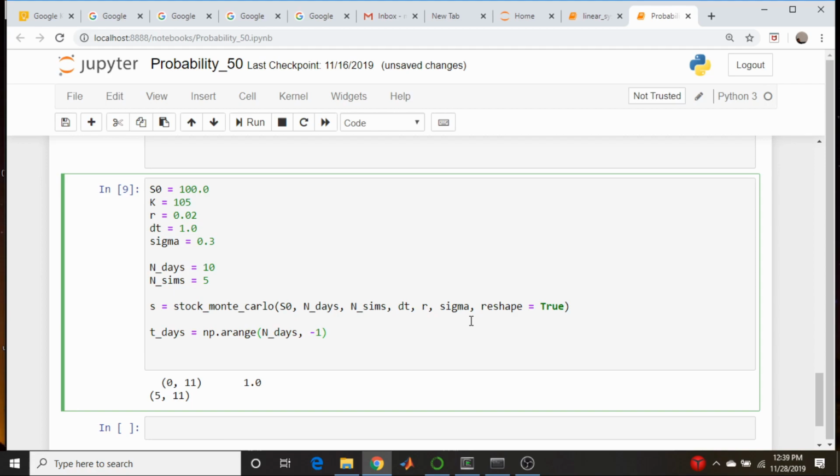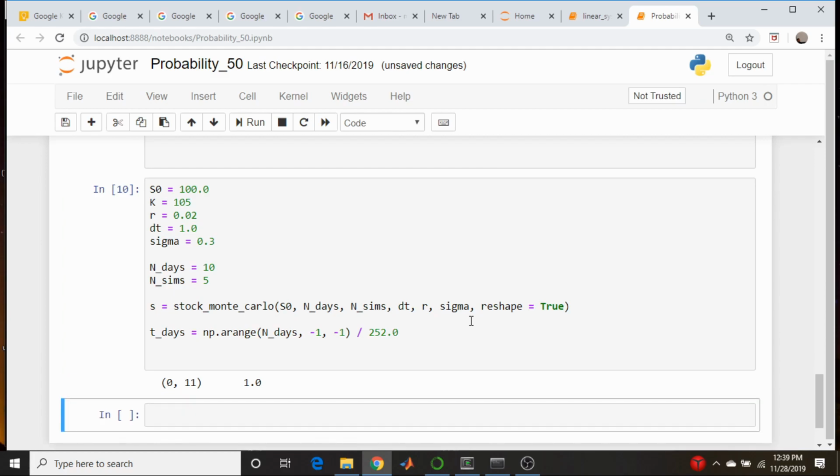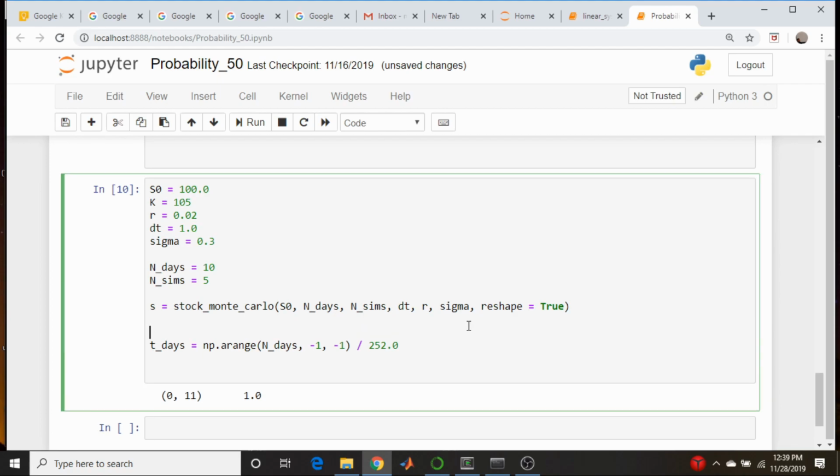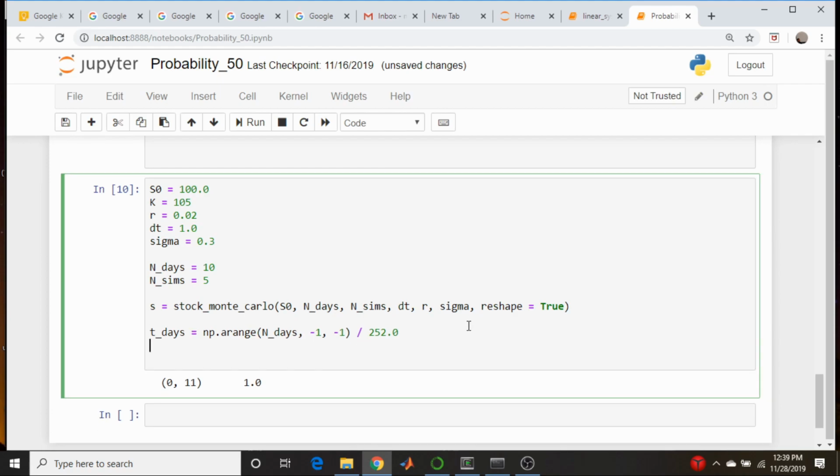Okay, and something looks, oh, I need to actually tell it we're counting down backwards, so I need another -1 here. And the time that goes into the Black-Scholes model is years, so I'm just going to divide this by 252, the number of trading days per year, to convert this number down into years. Let me just see if that runs, no typos. Yep, okay.